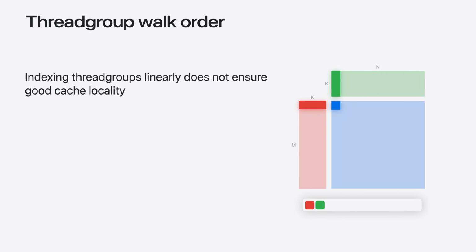The final optimization I want to highlight is about how your thread groups traverse memory. The default approach is a linear raster order traversal. Thread groups march through row by row. Simple and intuitive, but from the perspective of your last level cache, this doesn't give you great data reuse in the Y dimension.